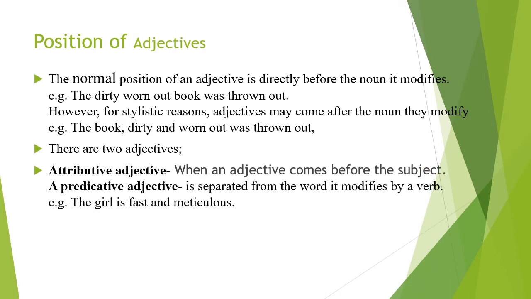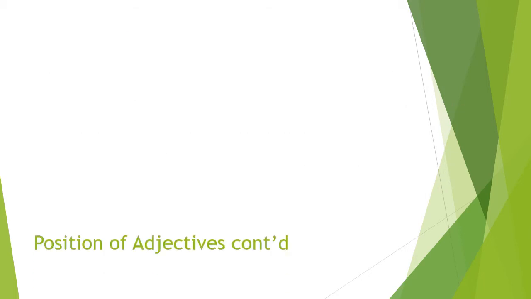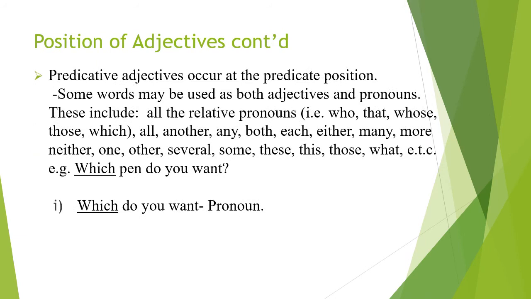We have the attributive adjective, when an adjective comes before the noun, and a predicative adjective, which is separate from the noun and modifies it through a verb, e.g. the girl is fast and meticulous. So predicative adjectives occur in the predicative position.